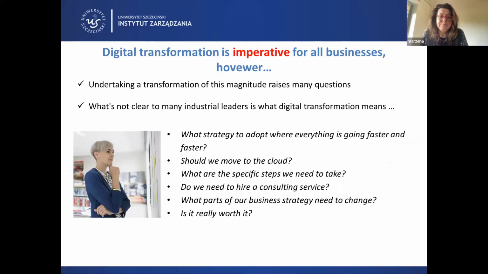Industrial managers understand very well that digital transformation is imperative, but it is not clear to them what digital transformation actually means for them. So what strategy to adopt, what kind of method, where should we introduce the changes? There are a lot of very important questions because the topic is very complex.